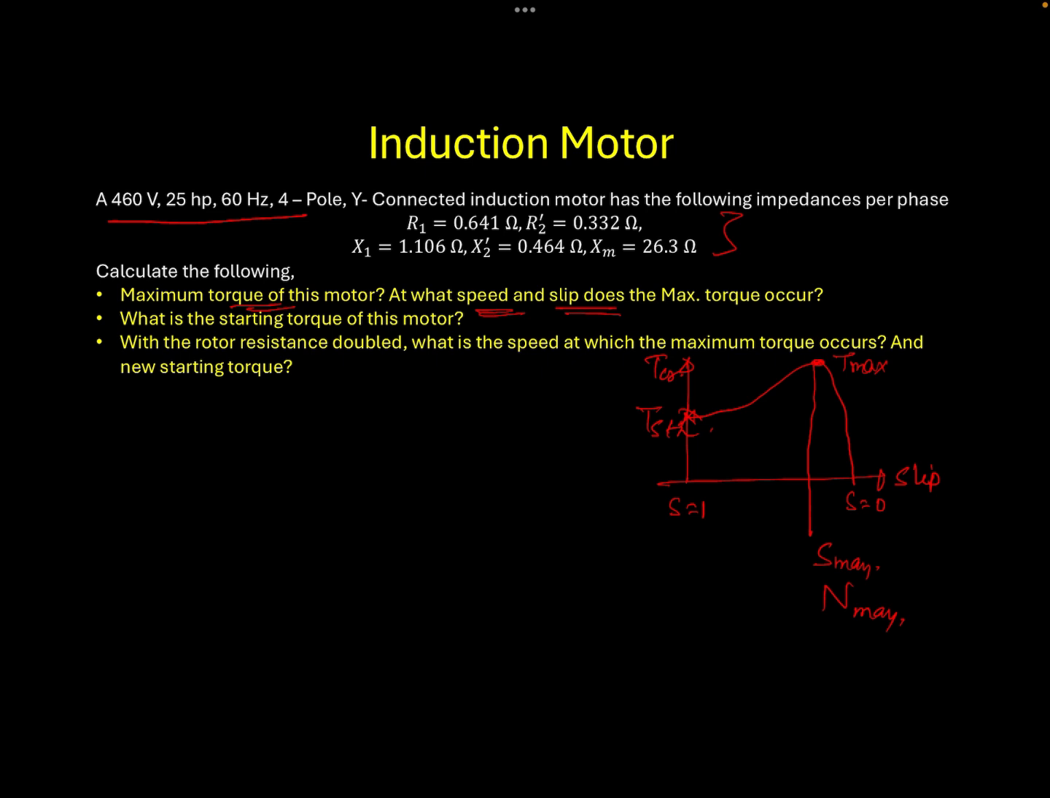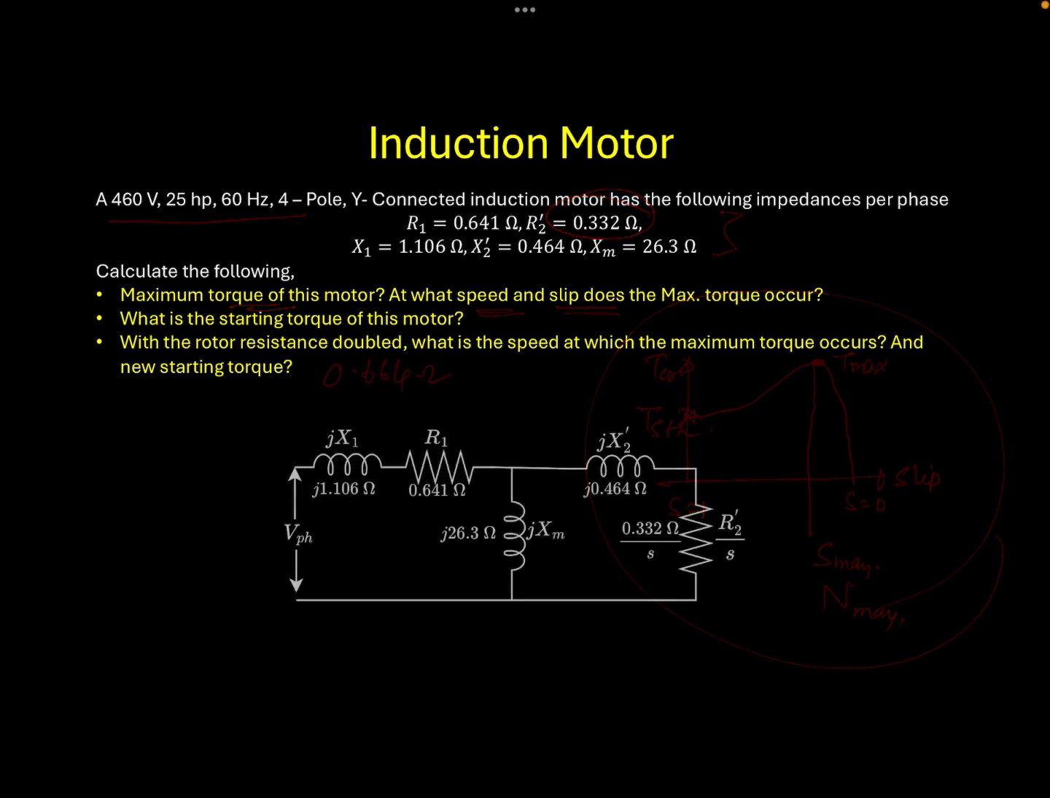And then suppose you double the rotor equivalent resistance from 0.332 ohms to, let's say, 0.664 ohms, then how are the torque slip or torque speed characteristics going to change? That is what we are going to solve in this particular problem and understand how the torque speed characteristics get influenced by the rotor resistance.